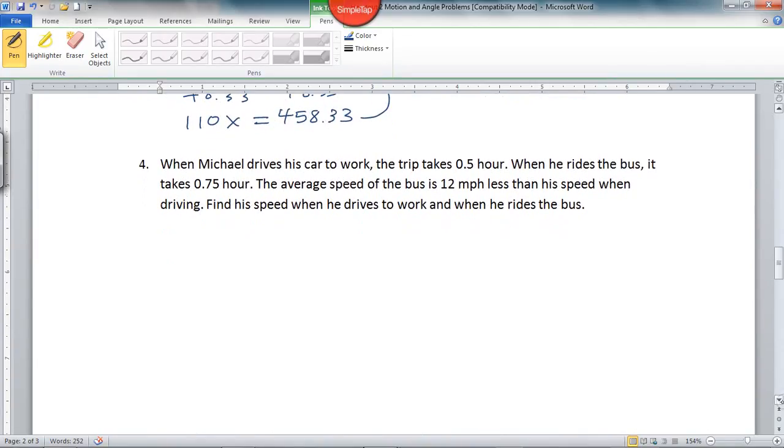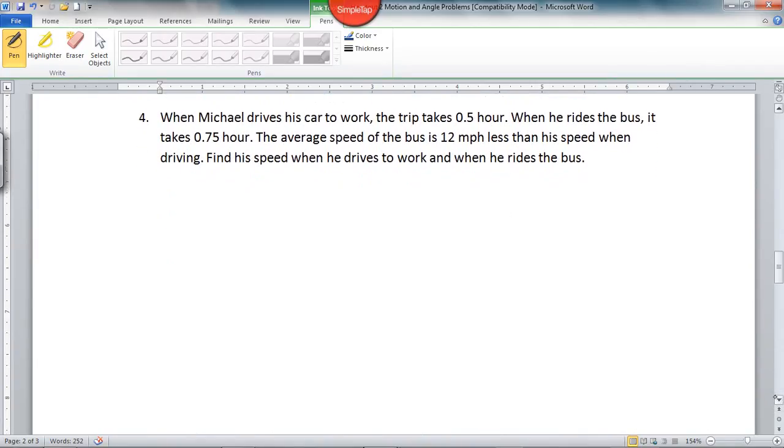We got one more distance problem, number 4. When Michael drives his car to work, the trip takes 0.5 an hour. When he rides the bus, it takes 0.75 an hour. The average speed of the bus is 12 miles per hour less than his speed when driving. Find his speed when he drives to work and when he rides the bus. All right, well, let's see. This is a little different because we're trying to find the rate, whereas before we were finding times.